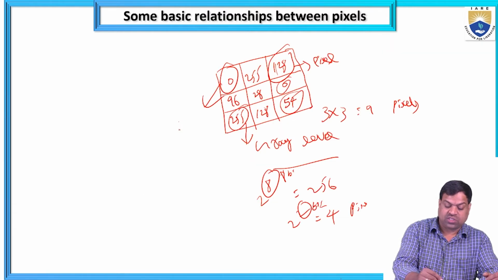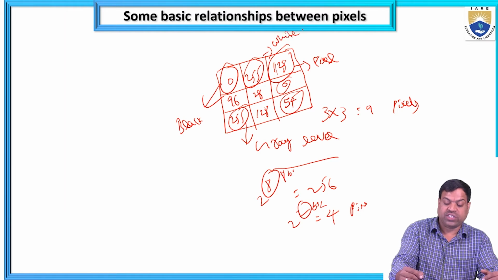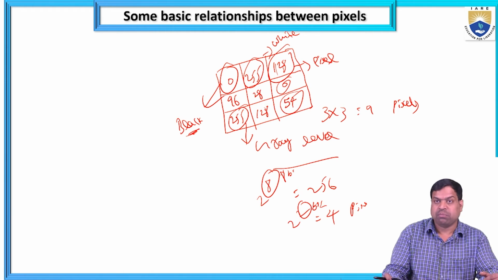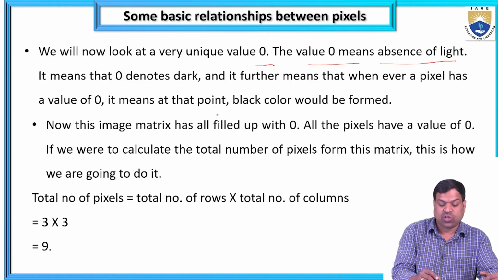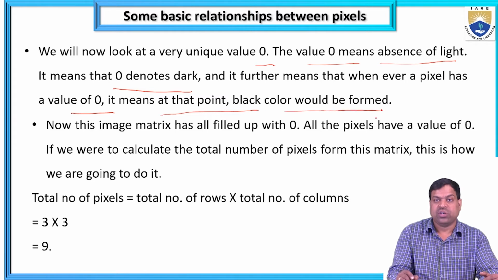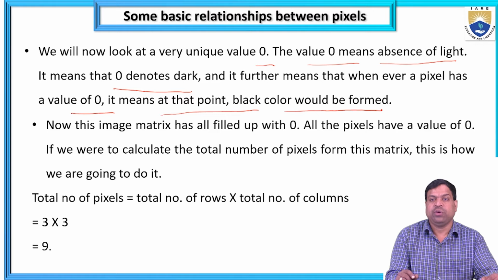Here 0 means it is completely blackish. As the value is increased toward 255, it goes to white. Starting value 0 and highest value 255 is white. So from 0 to 255, 0 means completely black. So 0 denotes dark, that is black, and when a pixel has a value of 0, black color would be formed. When I apply 0 as the intensity value, black color will be formed. When I apply 255, white color will be applied.